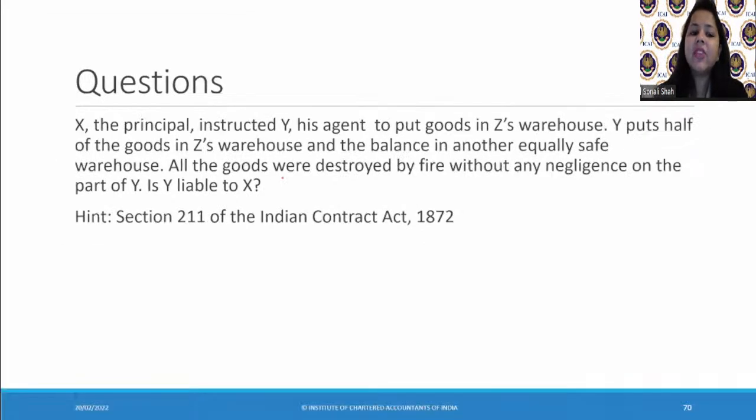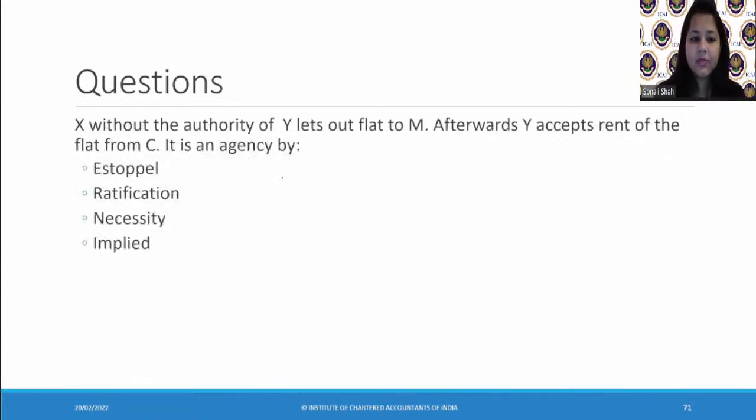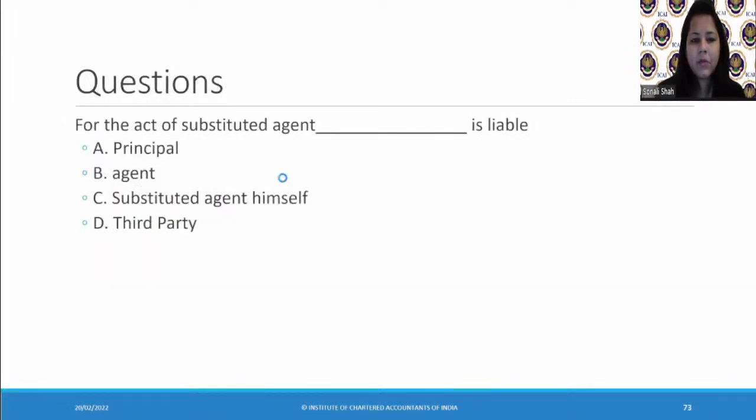So the agent, which is Mr. Y, he will be responsible for the goods that he kept in another warehouse. That is half of the goods that he had put in some other warehouse. He will be liable for those goods because he did not act upon the instructions of the principal. And when the agent doesn't act as per the instructions of the principal and the loss is caused, he becomes liable to the principal. Correct? Is that clear?